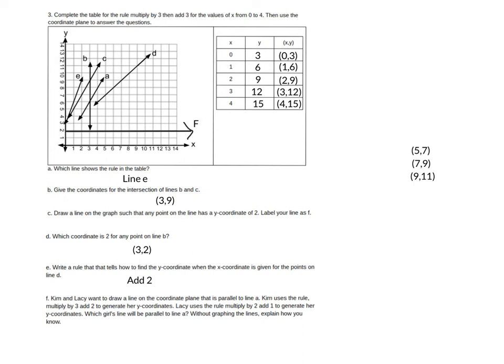So Kim uses the rule multiply by 3, add 2. Is that going to be parallel? Well, no, that doesn't make sense because she has multiply by 3. Line A is multiply by 2, so the rule multiply by 3 will not make anything parallel to it. But Lacey uses the rule multiply by 2, add 1. And we know that whenever we add or subtract after multiplying, our lines will become parallel. So Lacey's line will be parallel to line A.